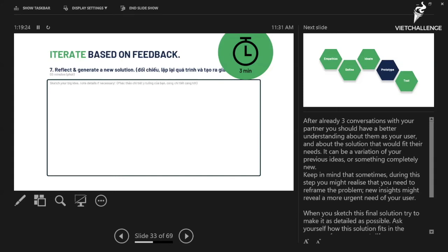If you don't have a platform, but you have a service or experience, try to visualize it. You can draw little people doing certain things and write down some notes that this is happening, right? So try to make it as understandable as possible. Any other questions? Okay, so 4 minutes starts now.